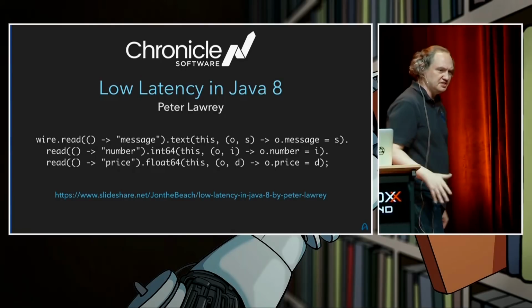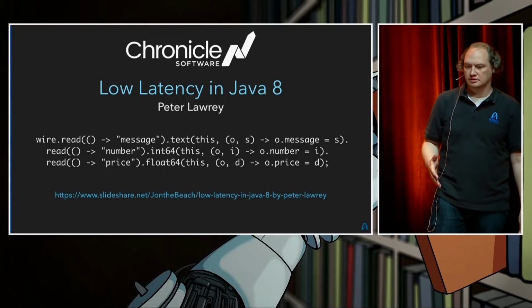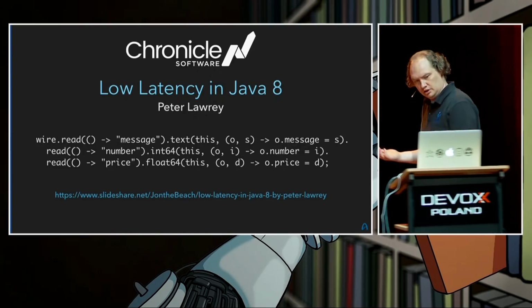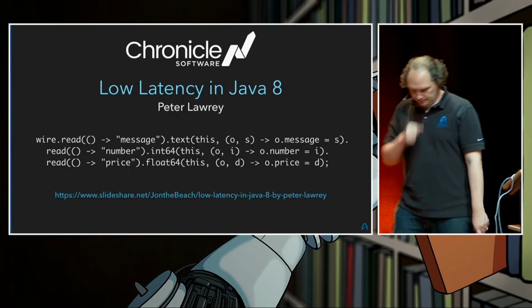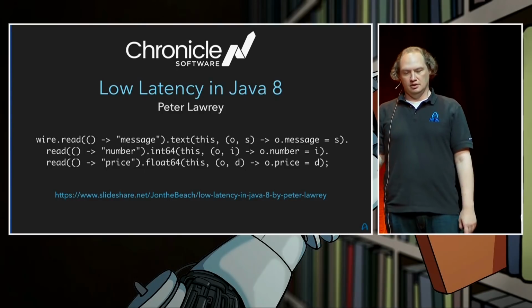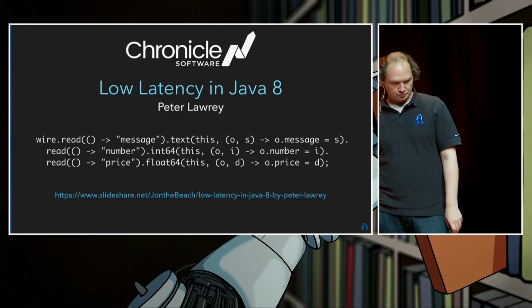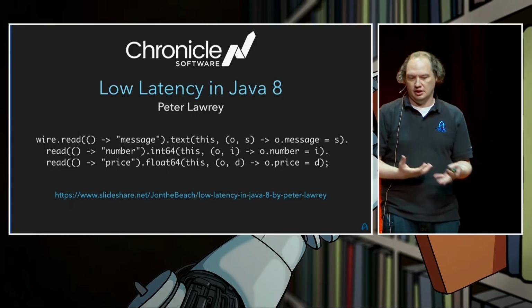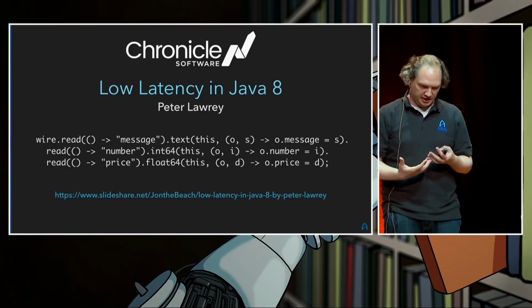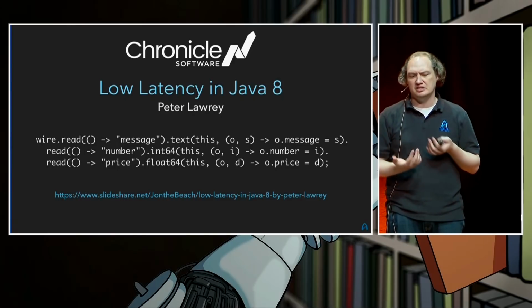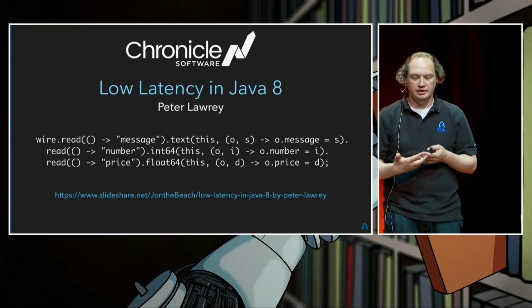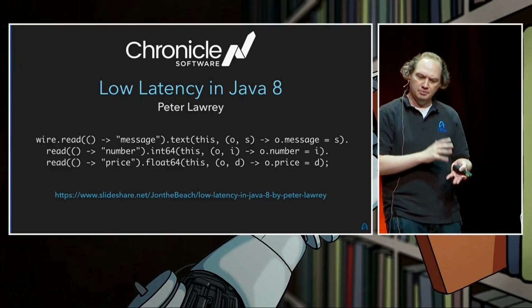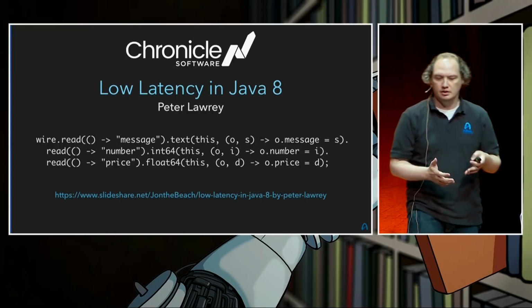But again, this still isn't to say that lambdas are bad. In fact, Peter Lawrey did a talk on low latency in Java 8 where he describes what he's created at Chronicle. He's created this thing called Chronicle Wire, which is for serializing and deserializing data. And he actually uses lambdas heavily. He just uses them in a stylistic way to minimize this problem.